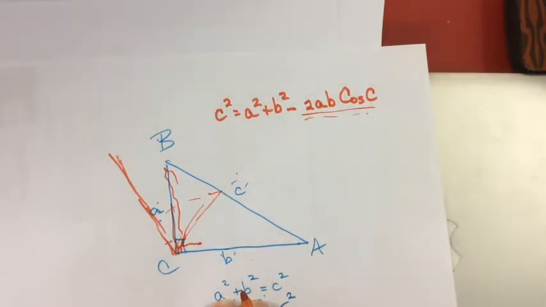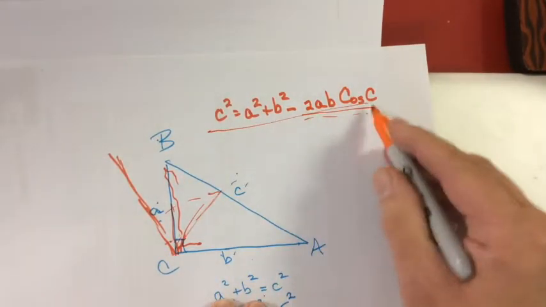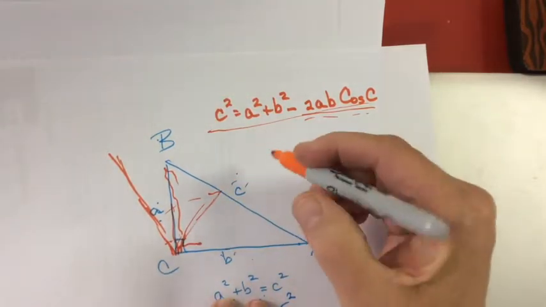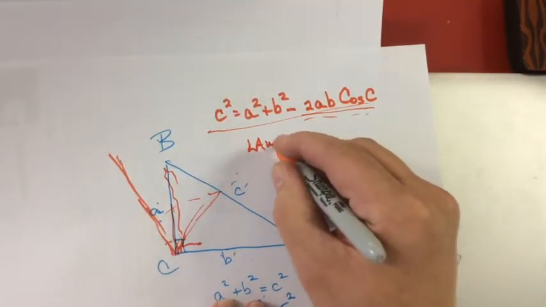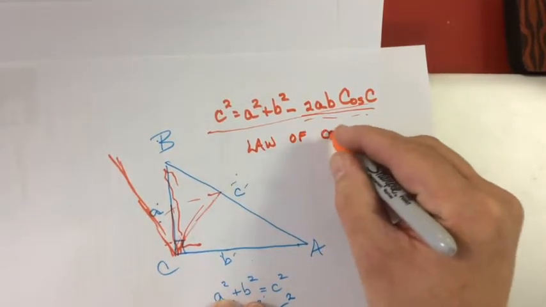Yeah. So I'm a little confused by what you said. So you use the same formula regardless of whether the angle is less than 90 degrees or larger than 90 degrees? Yep. You don't change the formula. Nope. This is the formula. And it is called the law of cosines.